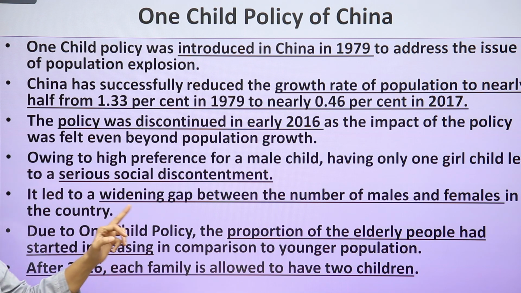Then due to the one child policy, the proportion of elderly people had started increasing in comparison to the younger population. Now, when there was lower fertility, there was lower growth of population. Now there were no young people in Chinese society, and they faced problems for their armed forces, for defense forces, for working in factories and establishments, for transportation services and everything, because only young people are able to work. So the working population reduced in China, the elderly population, that means old age people, increased, and it led to a burden on the Chinese government and society as well. After 2016, each family is allowed to have 2 children.